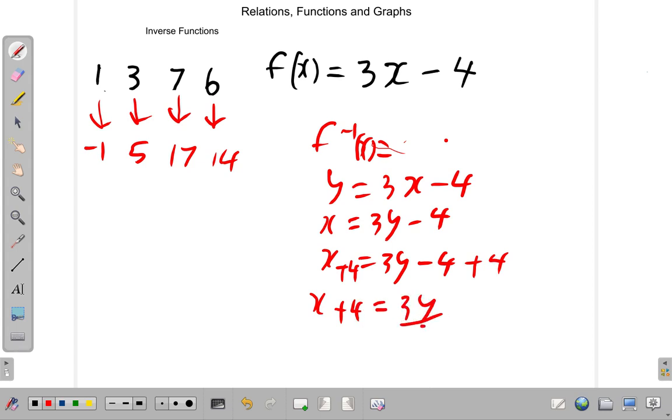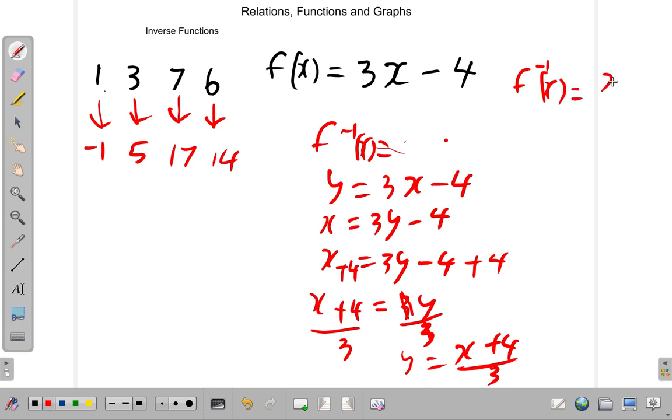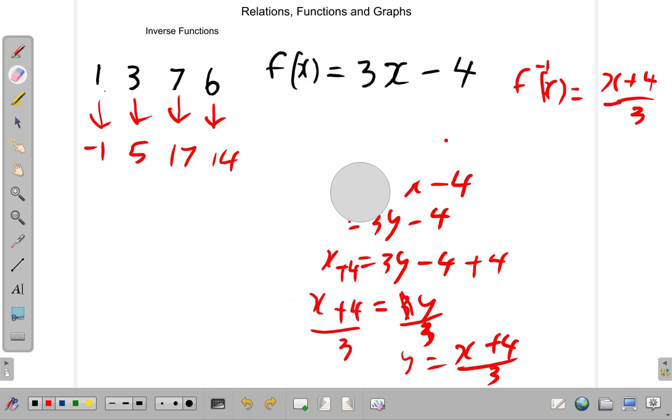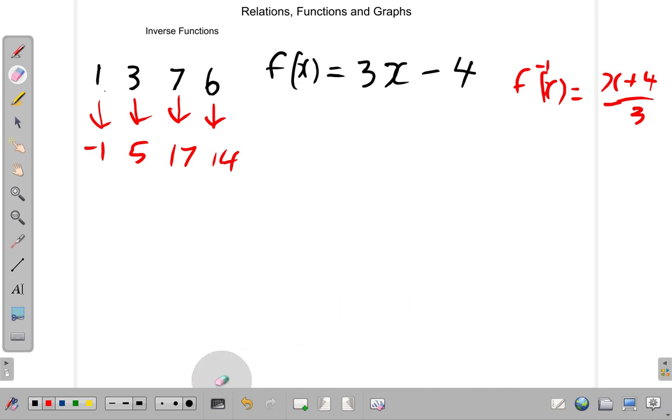Then get rid of the 3. Divide by 3. 3 cancels 3. So you have y equals x plus 4, all over 3. Then you write y as f inverse of x. And you get f inverse of x equals x plus 4 divided by 3. Now, that's the inverse function. Let's erase this to make some space for further calculation. I want to pass the encoded message to the inverse function to decode it.